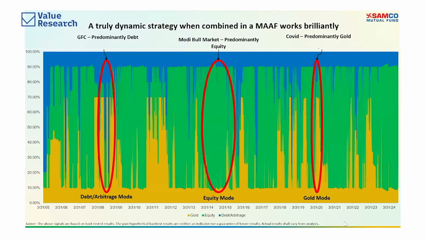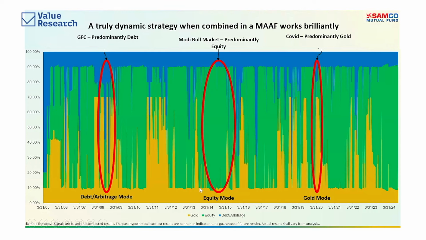So what you see on my screen is we have tested this over the last 20 years. During the global financial crisis, the yellow line that you see, the yellow color is the gold mode, so it went up to 70%. And then the green is all equity, and the blue is the debt arbitrage mode.